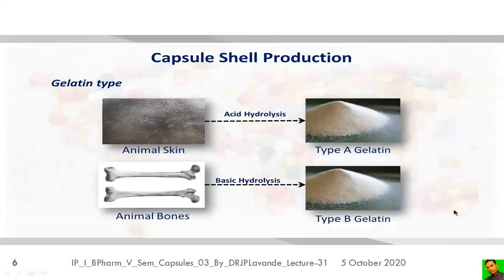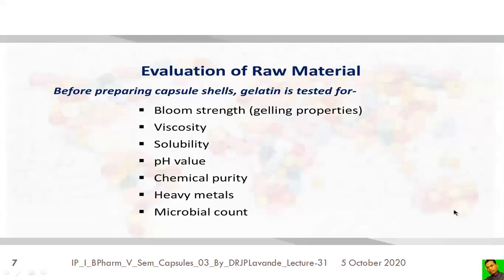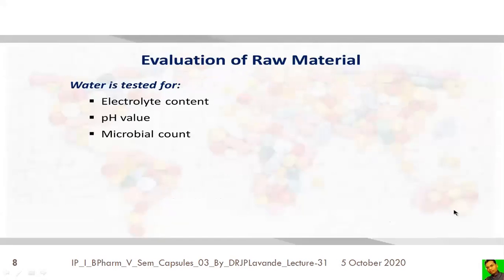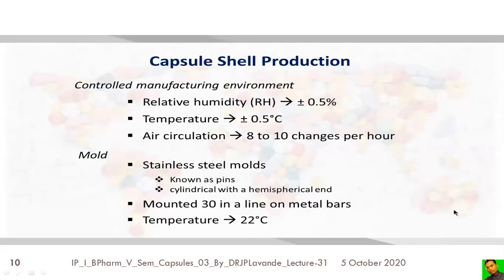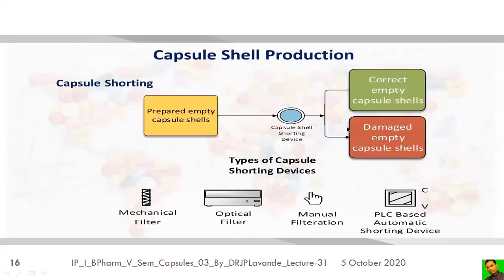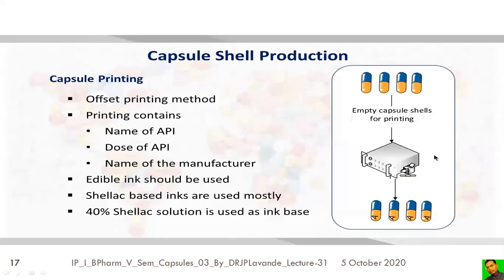In our very last lecture, we saw how gelatin, the raw material, is to be prepared and produced, how it is obtained, what the sources are, what the evaluation criteria are, and how the raw materials are going to be evaluated, right? Then how the process of capsule shell production occurs and what the manufacturing requirements are, correct? Then we saw the process in which capsule shell production and its sorting are carried out.